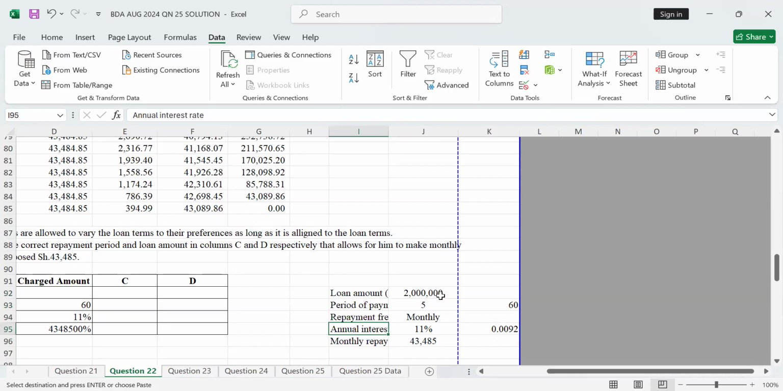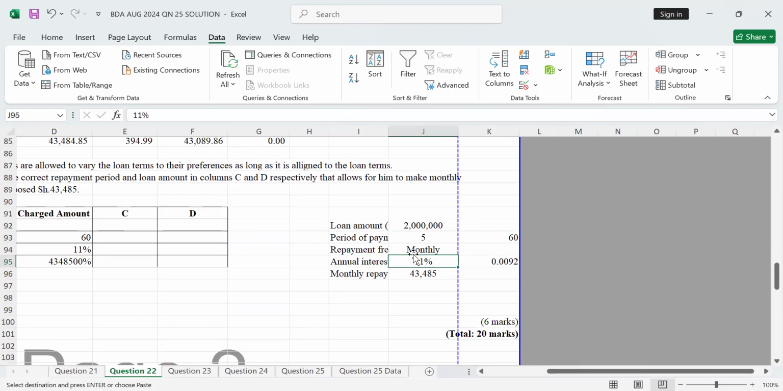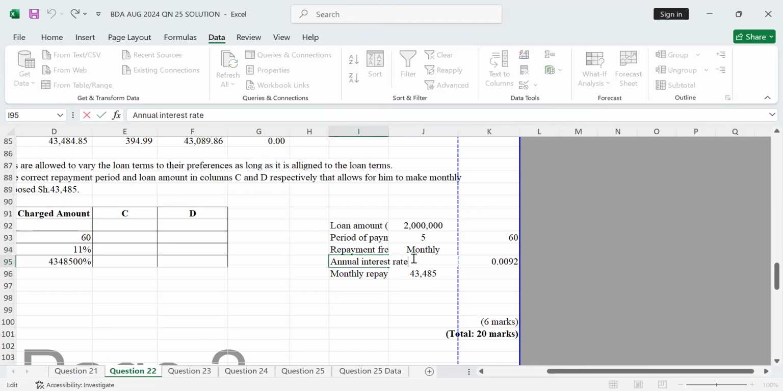So here I can have this is the monthly rate. I mean the annual rate. Let me have it as a monthly. Let me have it as a monthly rate. Monthly rate. Can have it that way.